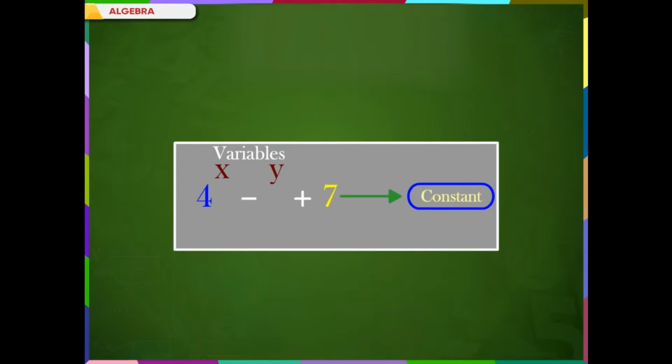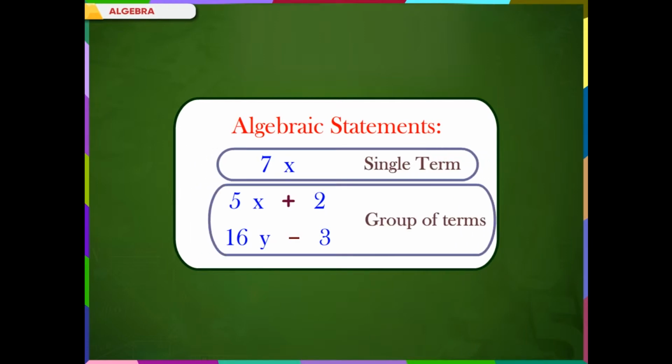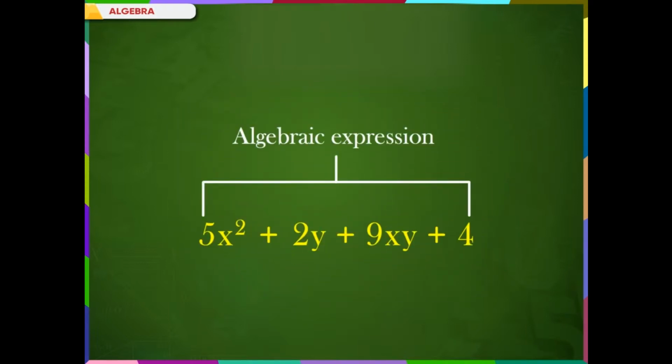A constant is a number which has a fixed value. Similarly, let us consider some other type of examples. 7x, 5x plus 2, 16y minus 3. We see here that these statements can be a single term or group of terms with plus and minus sign, and each statement has a variable. Such statements are called algebraic statements or algebraic expressions. An algebraic statement is a statement consisting of variables, constants, and signs.